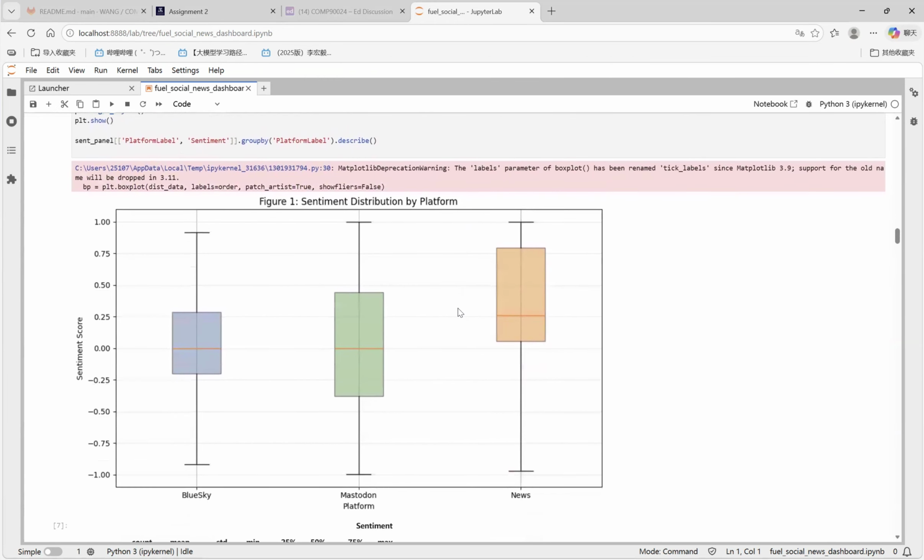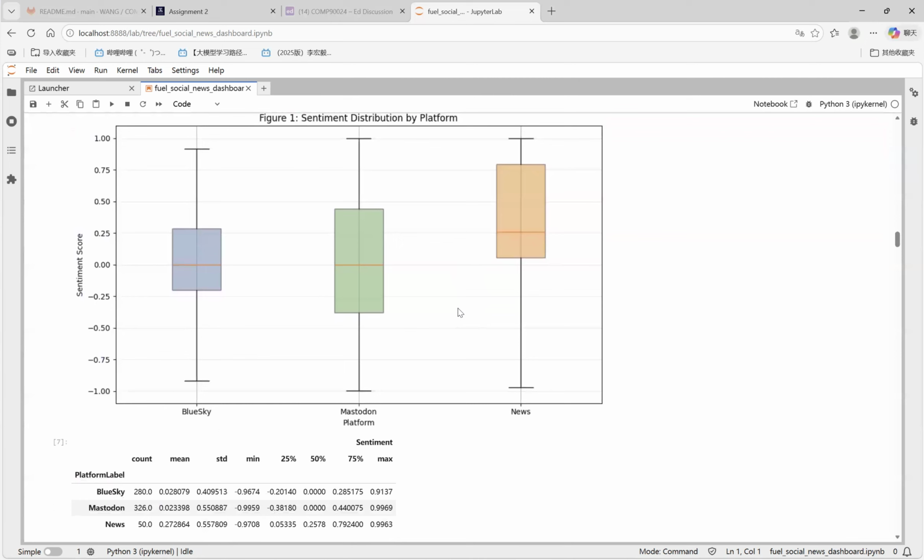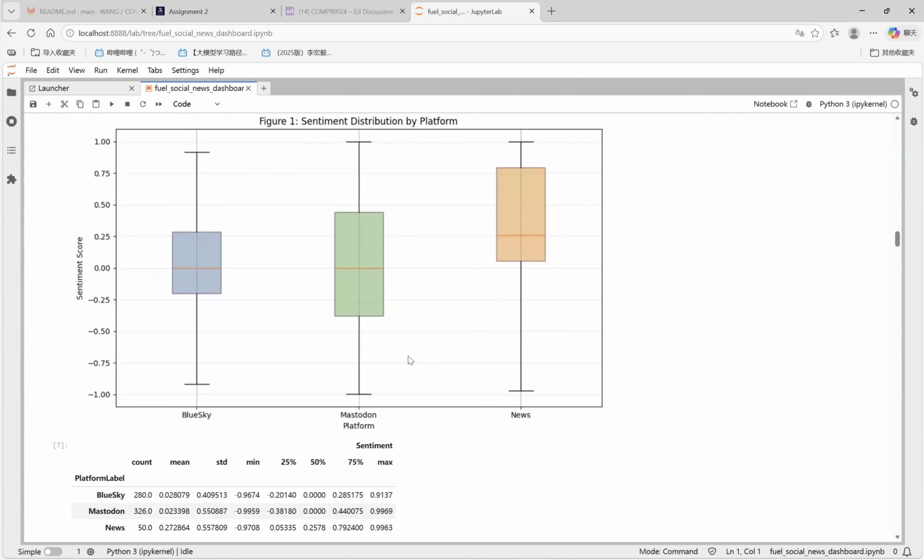And this one is a box plot. Rather than showing just one average number, it shows the full range of the data, the middle point, the spread, and any values at the far ends. This makes it easy to see how much the data varies across groups. In this case, we can see the news article had a higher and more consistent sentiment compared to the two social platforms, which were closer to neutral.